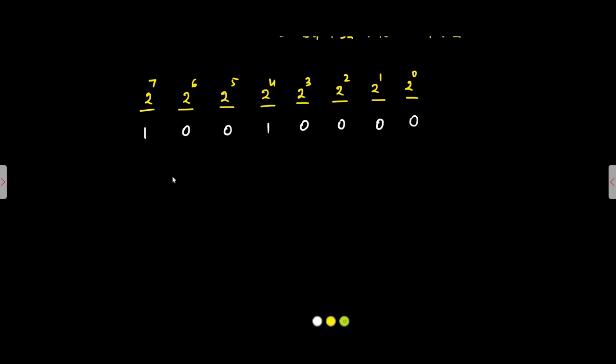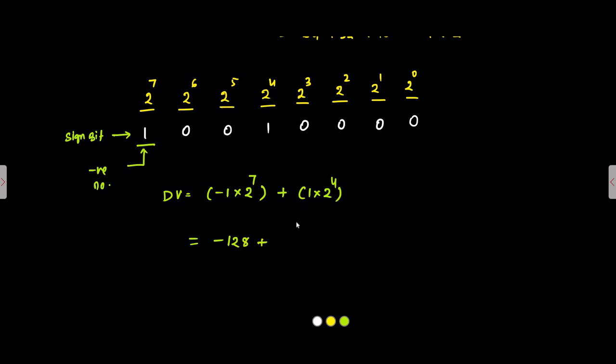Then, checking the sign bit, it is 1, so it is a negative number. The sign bit is 1, so we have to assign a negative weight to it. The decimal value will be minus 1 into 2 to the power 7 plus 1 into 2 to the power 4, and there are no other 1 bits, so just this much. So minus 128 plus 16, which is equal to minus 112.